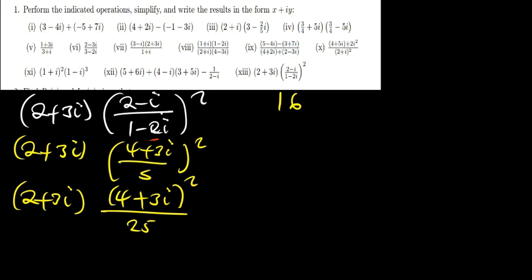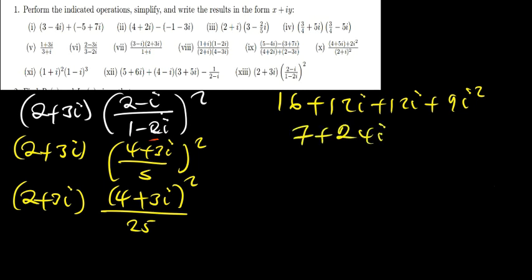Then 4 times 3 is 12i. Again, 3i times 3 is 12i. 3i times 3i is 9i squared, which is going to be minus 9, because i squared will give us minus. So it will be 16 minus 9, which is 7. So I have 7 plus 24i.